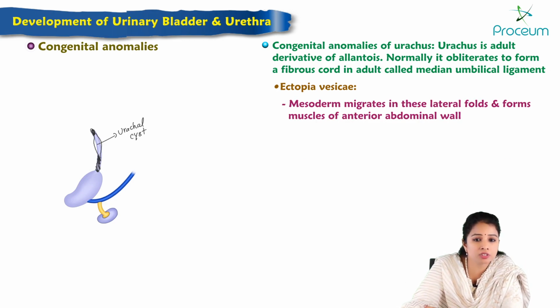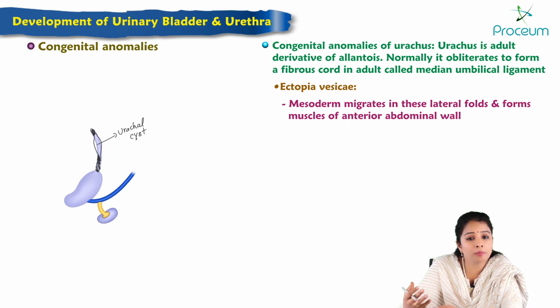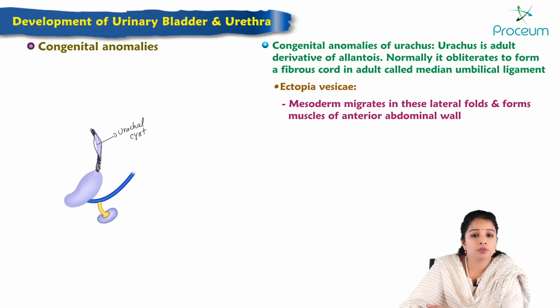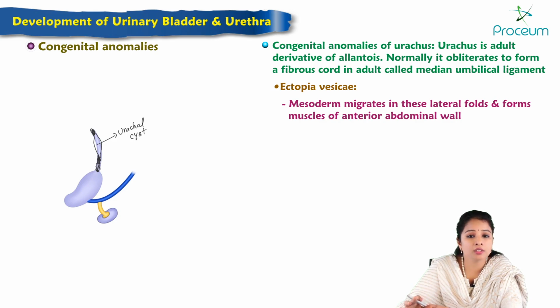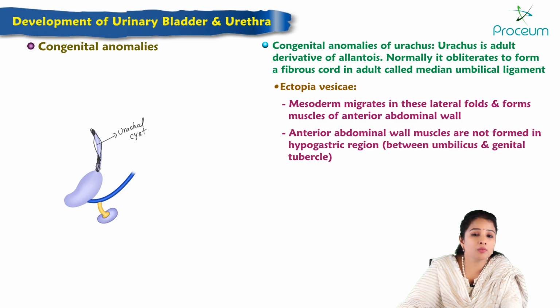Because of the deficiency of the mesoderm, the infra-umbilical part of the anterior abdominal wall is deficient, and also the anterior wall of the urinary bladder is deficient. In the embryo, in the hypogastric region below the umbilicus, we can see the urinary bladder exposed. Normally, during lateral folding of the embryo, the lateral folds are formed and they grow medially and fuse with each other. The mesoderm migrates in these lateral folds and forms the muscles of the anterior abdominal wall. Here, the anterior abdominal wall muscles are not fused in the hypogastric region.